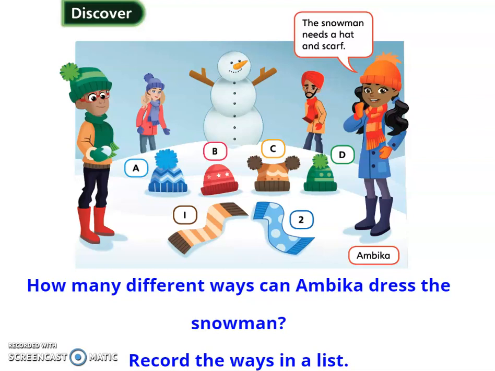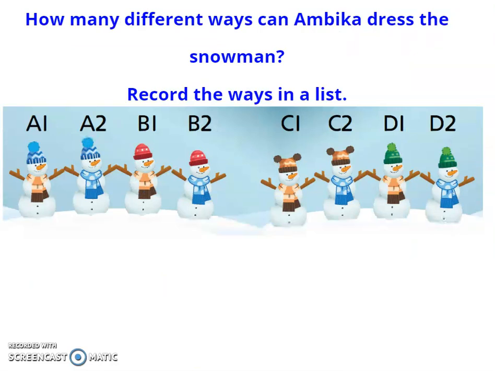If I place hat B, the red hat, then again I can give him hat B with scarf 1, or hat B with scarf 2. So another 2 options. And you can see the image I've created here. I've got hat A with scarf 1, hat A with scarf 2, hat B with scarf 1, hat B with scarf 2, and so on. And I've exhausted all the different combinations. And we can see by drawing the actual picture by dressing up our snowman, I have 8 different ways that I can dress up my snowman using the 4 hats and the 2 scarves.